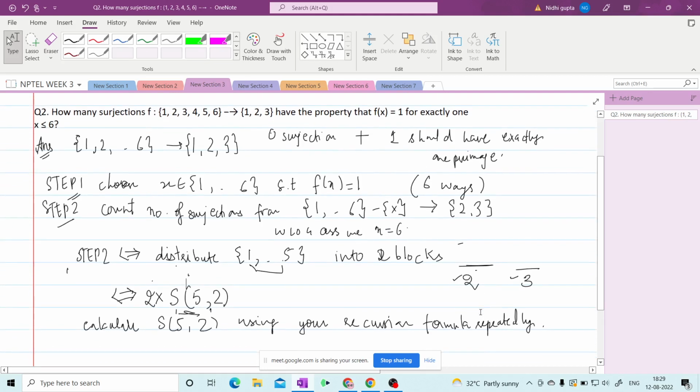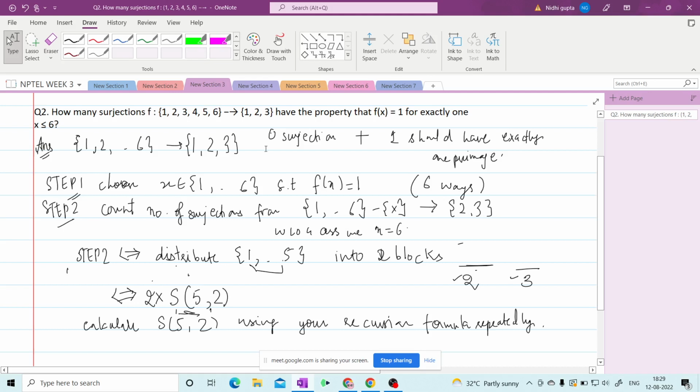Okay. So in this question we are calculating surjections from a set of 6 elements to a set of 3 elements. We want the function to be surjective, plus we want that one should have exactly one pre-image. So how do we calculate this? Since one should have exactly one pre-image, the first step is to choose a pre-image of one. We have 6 options, so it can be done in 6 ways.